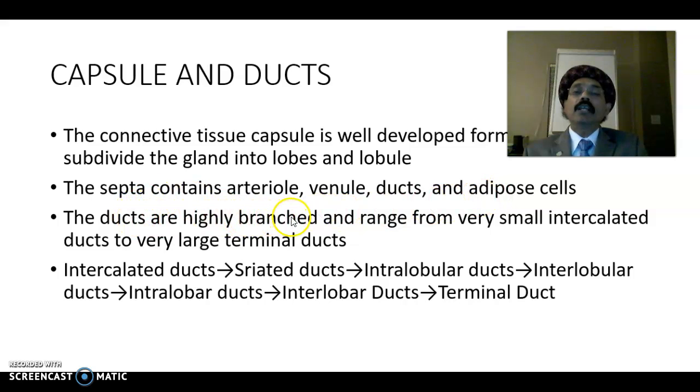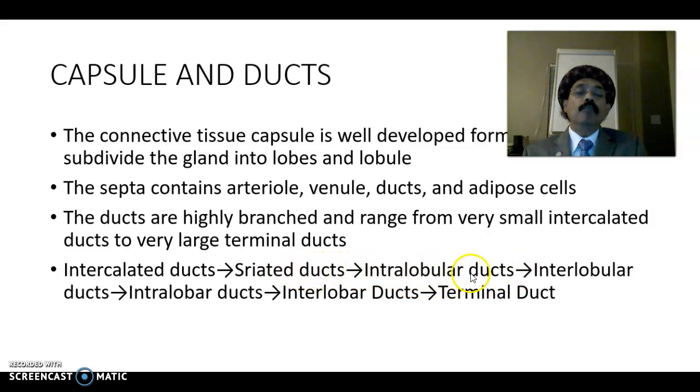The ducts are highly branched and range from very small intercalated ducts to very large terminal ducts. It begins from the acinus as the intercalated duct, then intercalated ducts unite to form the striated duct. We discussed that the striated duct has cytoplasmic infolding at the base, and that is essential for the electrolyte balance of the saliva and to keep the sodium in our system to the connective tissue.